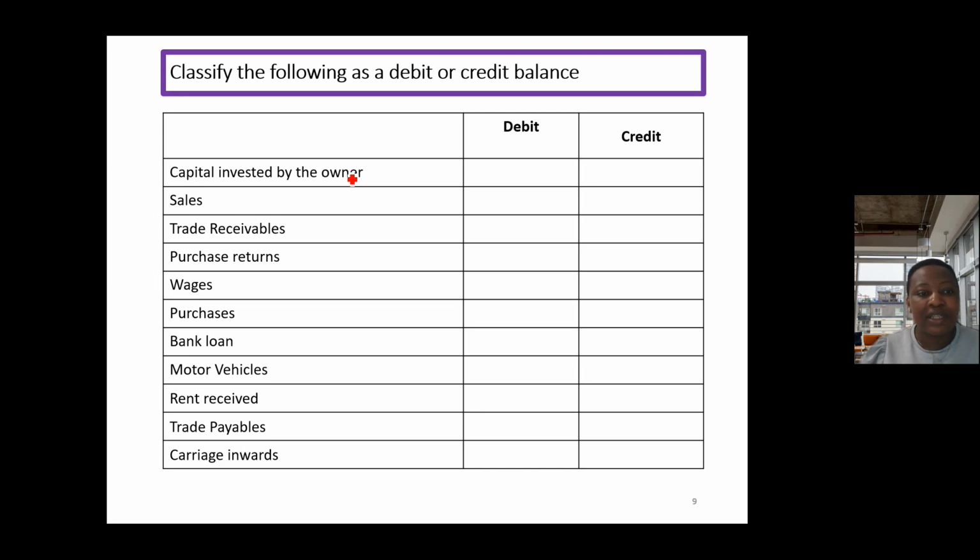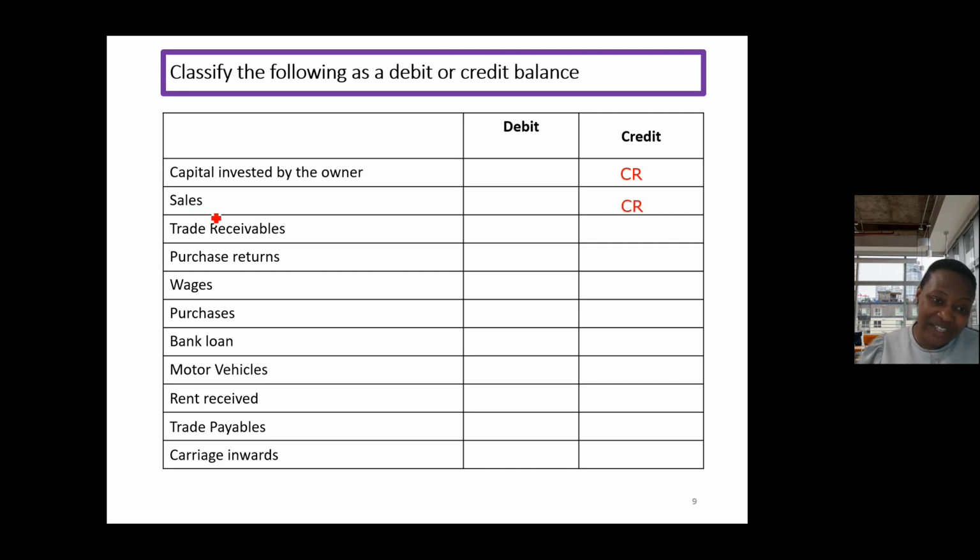So we have capital invested by the owner. We know capital invested by the owner is capital, so owner's contribution in the business. And we said capital would have a credit balance. Sales. We said sales, income, revenue would also have a credit balance.